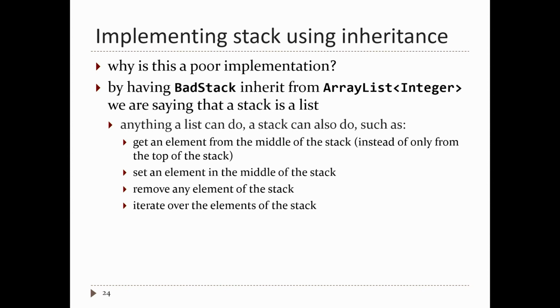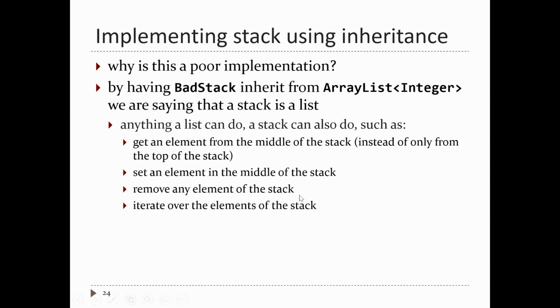Now, why is this a bad thing, right? So when using inheritance from array list to implement bad stack, you're saying that a stack is a list, but it's not, right? Stack is not a list, it's a stack, right? If you use inheritance, you're saying stack is a list. So anything that a list can do, a stack can now also do, right? So for example, you can get an element from the middle of the stack, right? Which you're not supposed to be able to do in a stack, right? You're only supposed to be able to look at the top element. You can change an element anywhere in the stack that you want. Again, you're not supposed to be able to do that, right?